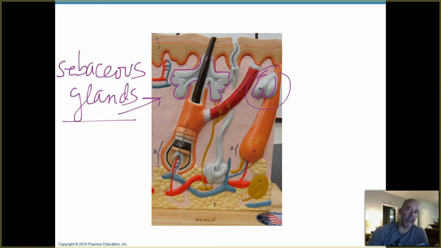Sebaceous glands are built from glandular epithelia. Same thing with your eccrine sweat glands. I forgot to point that out. That's the type of tissue that they're made from. They produce sebum, which is your skin oil. And if you notice, they're actually connected to the hair follicles. They're hooked right onto them.